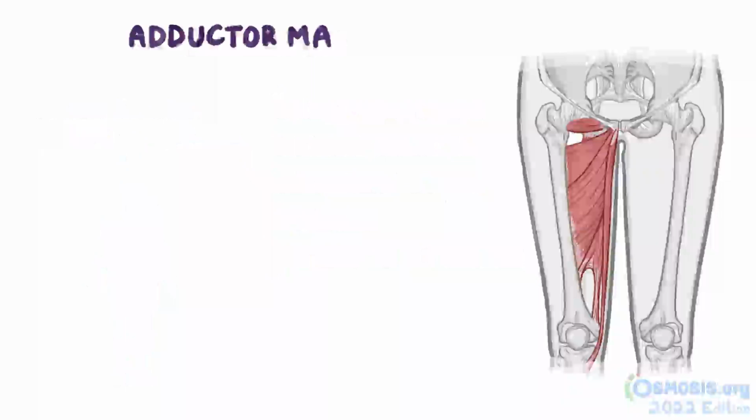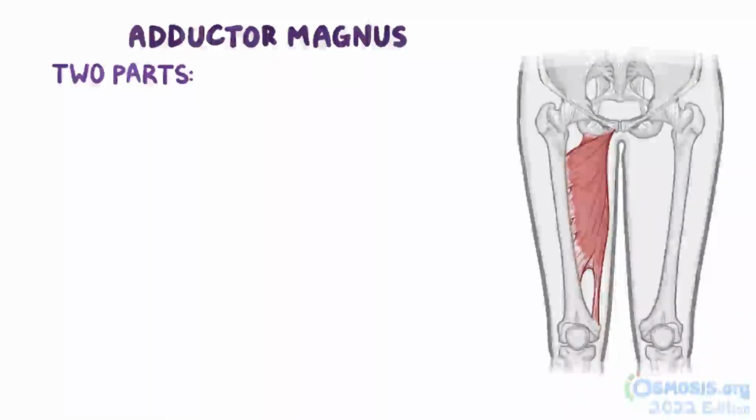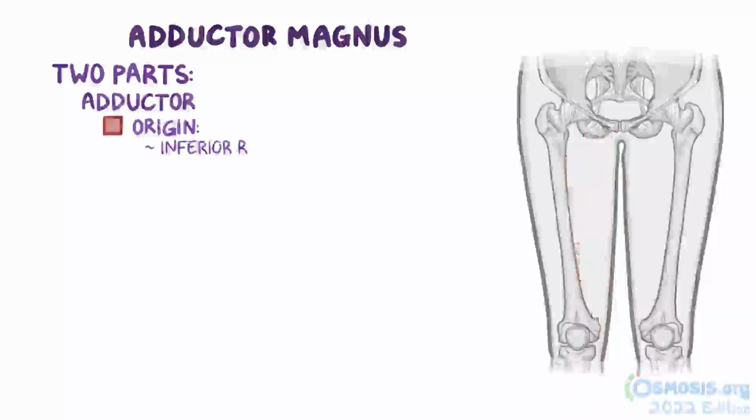First, adductor magnus is the largest, most powerful, and most posterior muscle in the adductor group. It's a triangular muscle with the tip towards the pubic bone and a thick medial base. The base is divided into 2 parts. The superior segment is called the adductor part, and it originates on the inferior rami of the pubis and ischium.